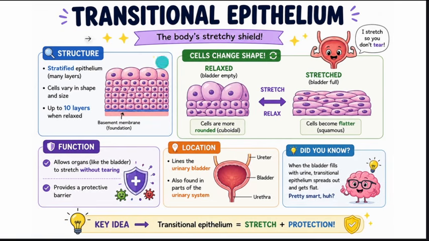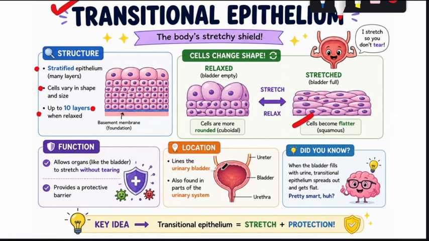Okay, next we're gonna talk about the transitional epithelium. So what does transitional epithelium mean? They have many layers of cells. Okay, they vary in shape and size, and they can go up to 10 layers. Transitional means changing, so they keep changing their shapes. When relaxed, they are mostly cuboidal or round, but when they're stretched, they become squamous. Okay, they're like squamous cells.